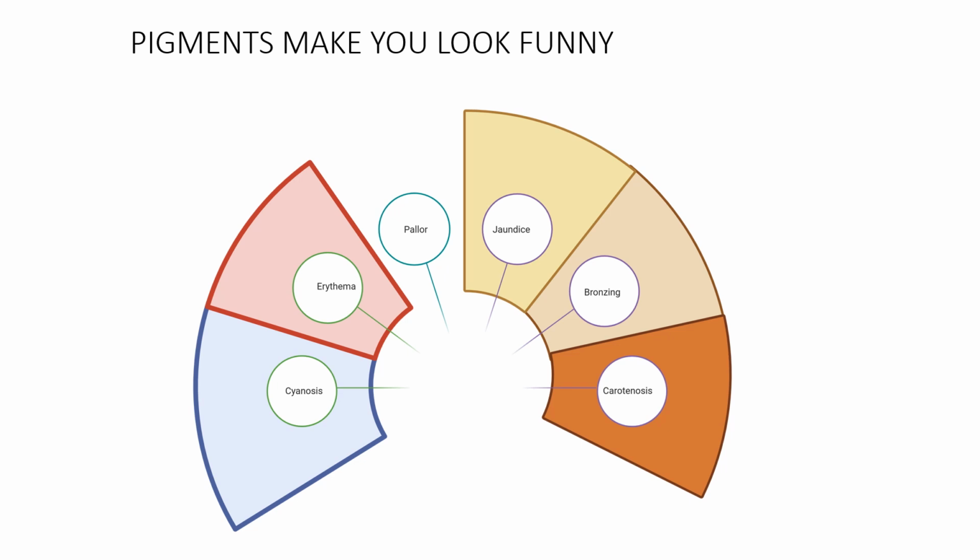Carotenosis is a quite rare disease, and it's very easily seen in people who don't have a lot of melanin in their epidermis. So all of these coloration conditions are more easily seen in someone who does not have pigments between whoever's looking, between the skin and the dermal circulation.